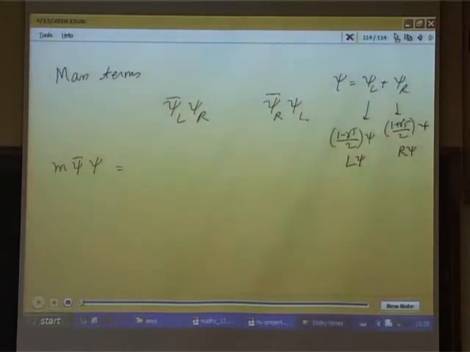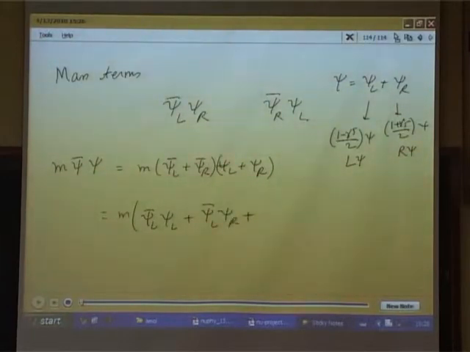So what does this become? I can write this as m times (psi_L bar plus psi_R bar) times (psi_L plus psi_R). So this is m times (psi_L bar psi_L plus psi_L bar psi_R plus psi_R bar psi_L plus psi_R bar psi_R).